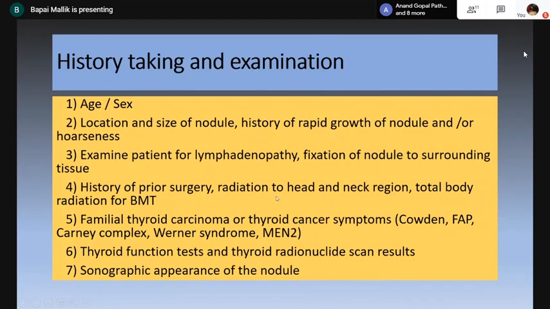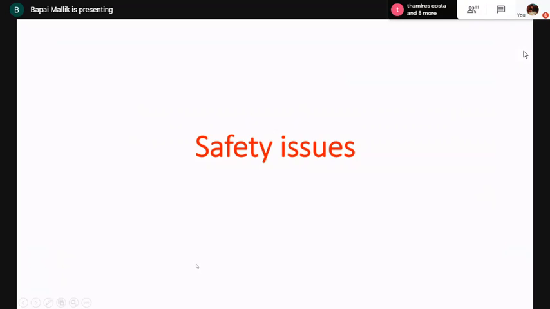If there is any, it is very important to know if there is a history of radiation to the head and neck region, for obvious reasons, or a history of total body radiation for bone marrow transplants. A familial history of thyroid carcinoma, with syndromes of Cowden, FAP, Carney's, should be noted if available in your history. I mean, if the clinician is good enough to tell you, or you can see some of the symptoms and signs related to them. You should have the results of the thyroid function tests and thyroid radionuclide scan. We shall be discussing this in greater detail later on. And of course, most importantly, the ultrasound appearance of the nodule.